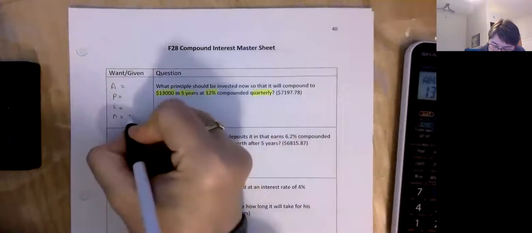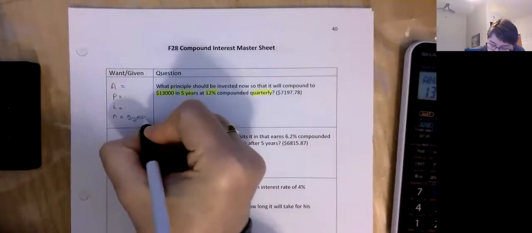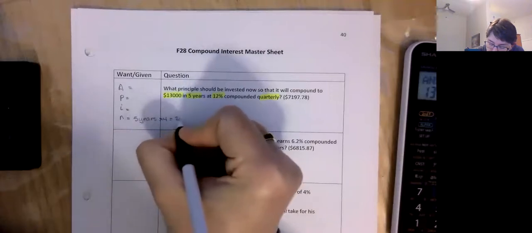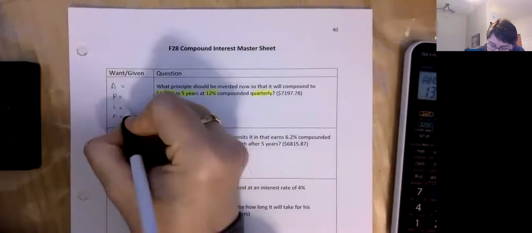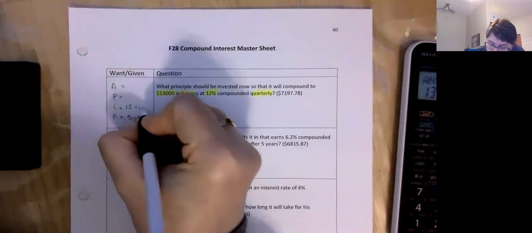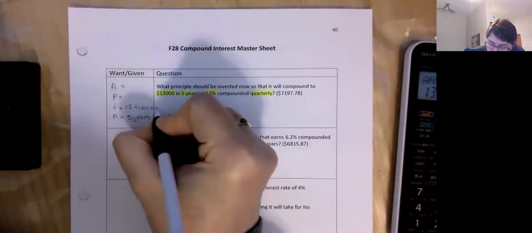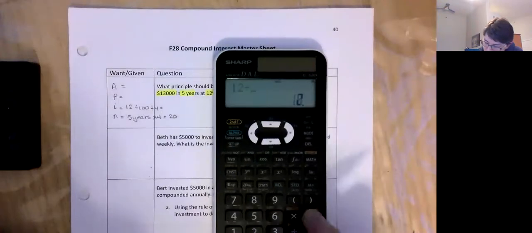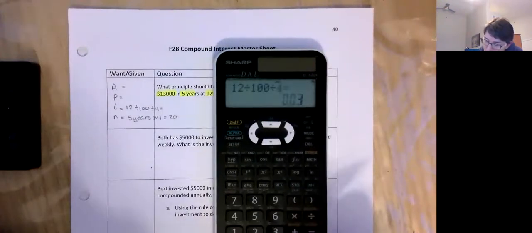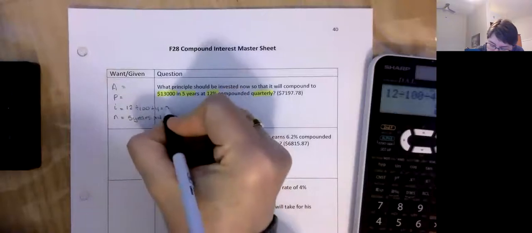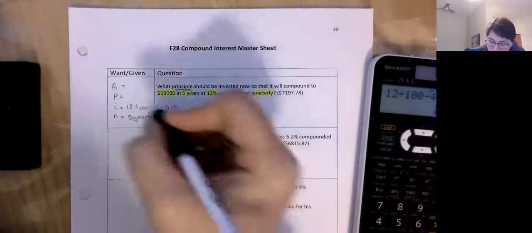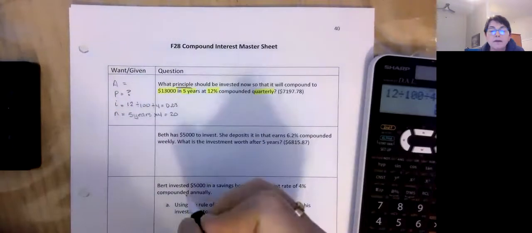5 years. Quarterly, so times 4. So that's 20. My interest is 12% divided by 100. Remember, divide by 4. Divide by 100. Divide by 4. 0.03. And look right there, what principal? Okay, there you go.